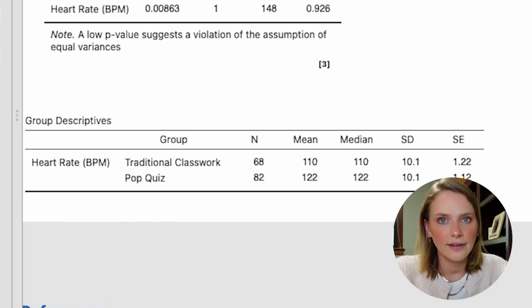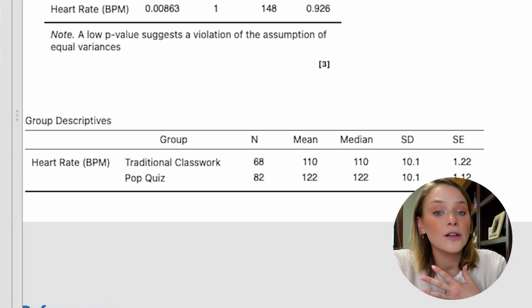So we know that we have a statistically significant difference. That difference, more specifically, is somewhere around 12 beats per minute, and that value of 12 beats per minute is considered a large difference between the two groups. So all of those pieces together give us a fuller picture than just p-value by itself.